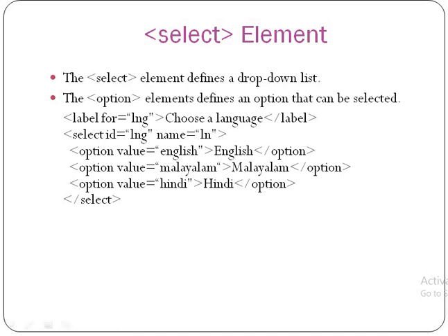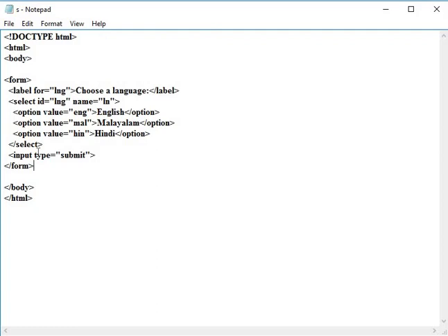So option tag is defined here and value is the attribute of option tag and the label that is to be displayed on the option is given as English. Another option is also given in it in order to define another language, that is Malayalam, and also we have defined another option value which is used to list an option as Hindi. Here is the code for creating a drop-down list for choosing a particular language out of different options.